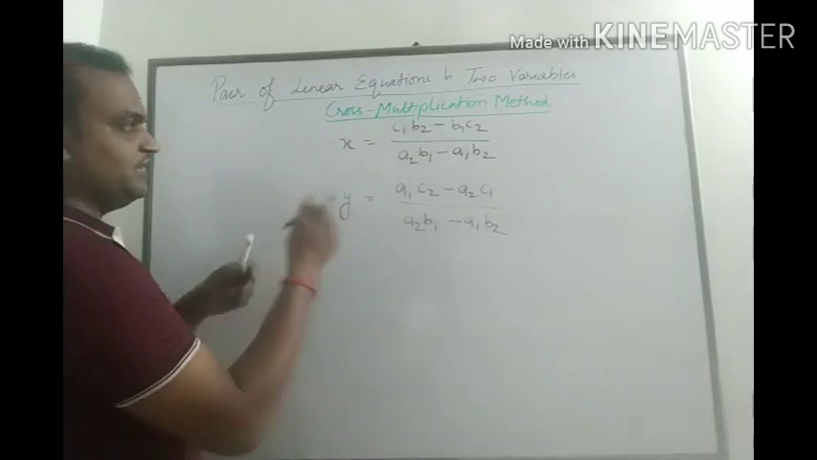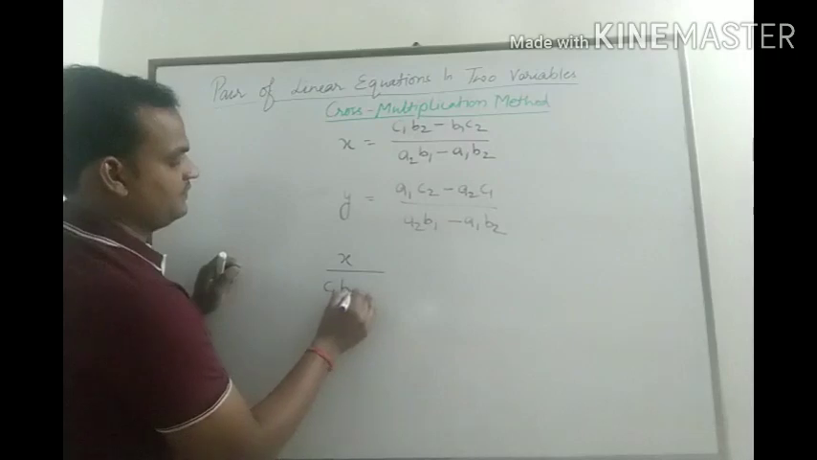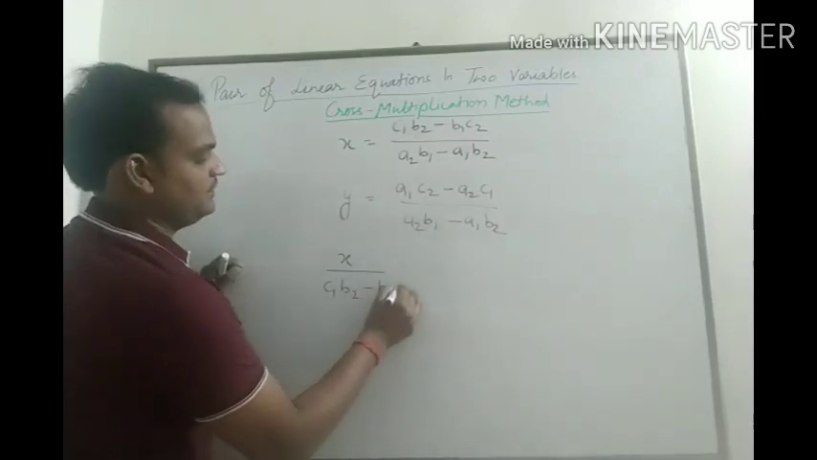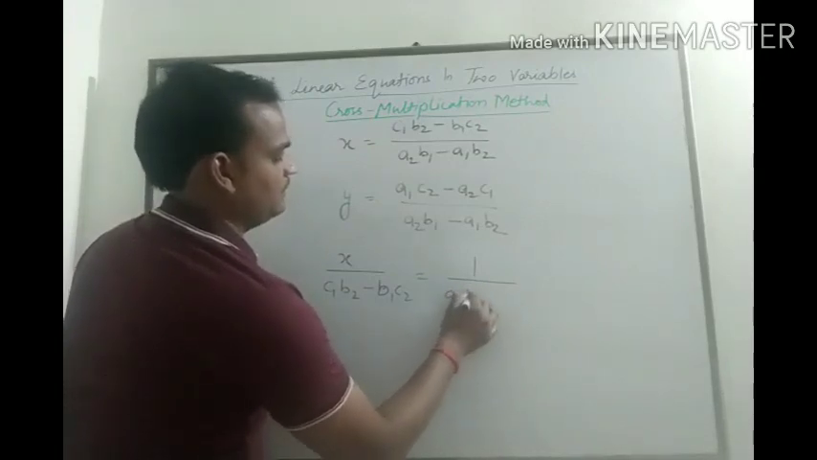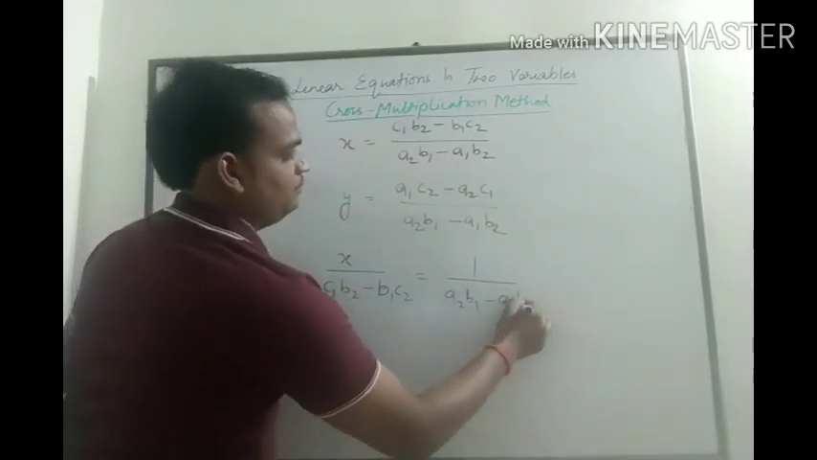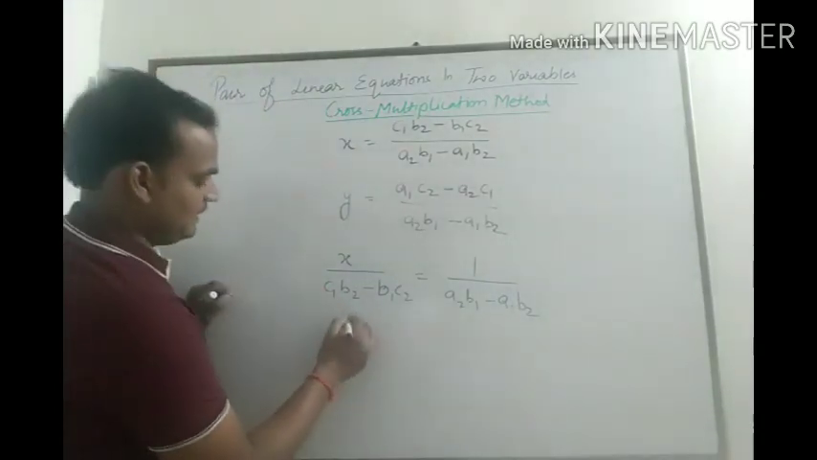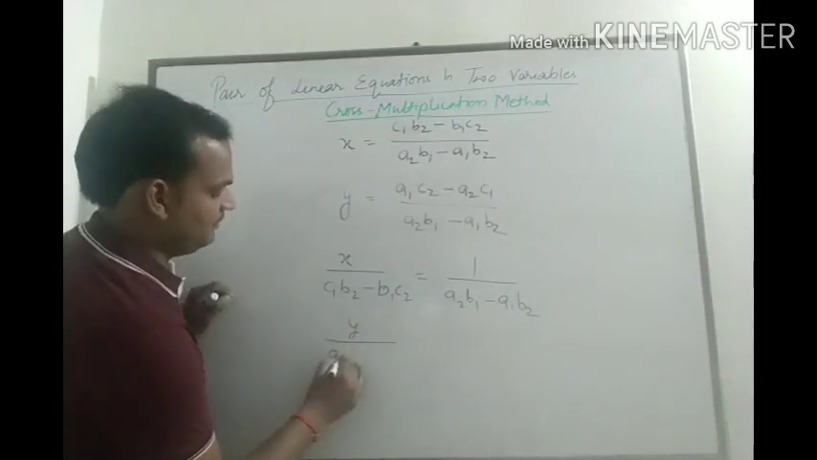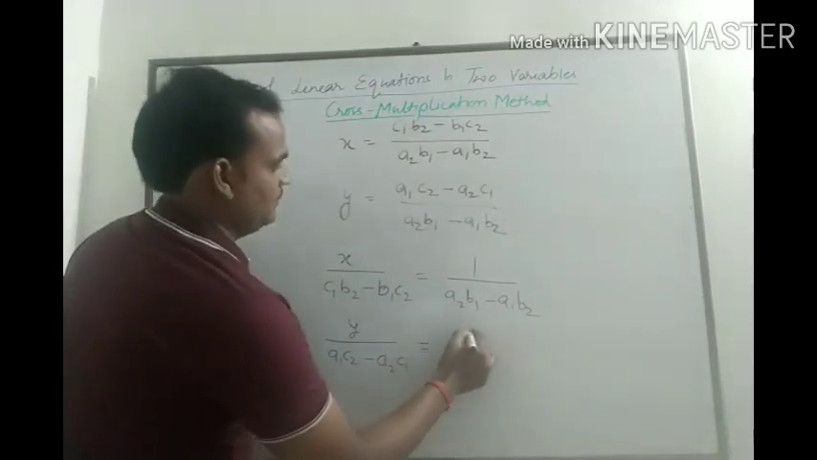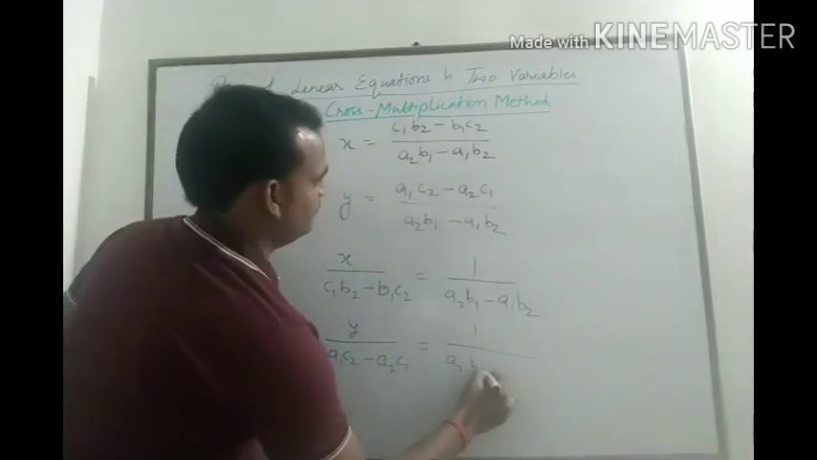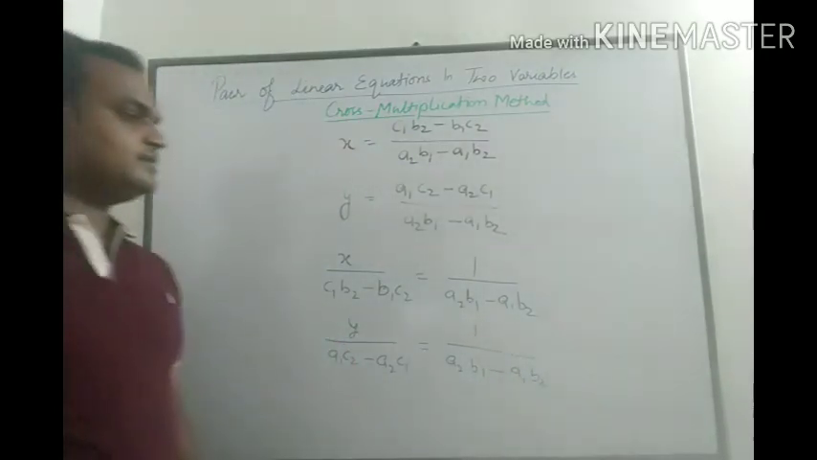If we cross multiply, x upon c1 b2 minus b1 c2 is equal to 1 upon a1 a2 b1 minus a1 b2. Can we write this or not? Yes, we can write. Again, y upon a1 c2 minus a2 c1 is equal to 1 upon a2 b1 minus a1 b2. Can we write this or not?